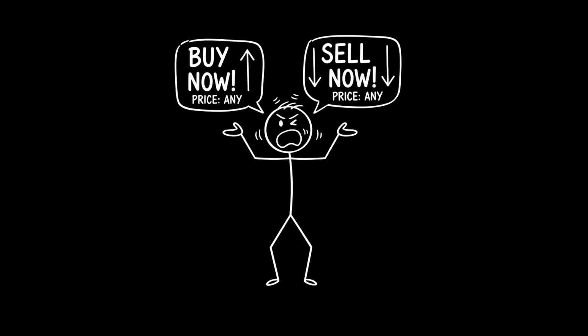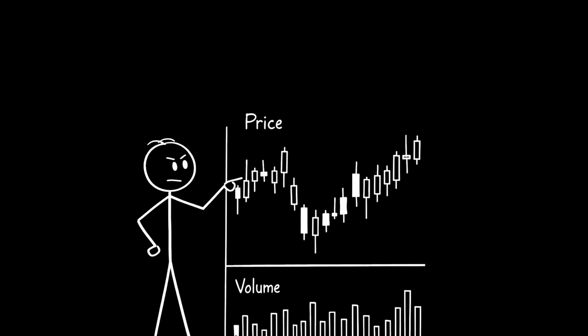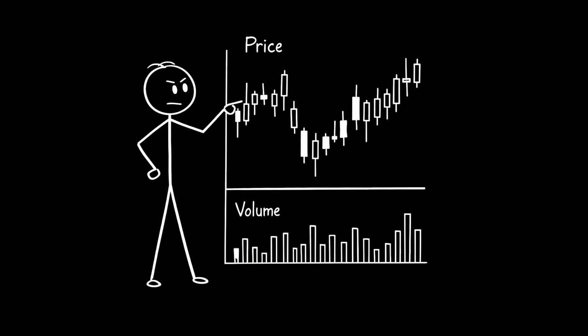But on the other hand, the impatient trader enters a trade with a market order. A market order is an order to buy or sell immediately at the current price in the market. Market orders are impatient buyers or sellers. They want to buy or sell right now, no matter the price. They don't care if the price is too high or too low, they just want it now. So price movement happens when the impatient traders overpower the patient traders. This happens when there are more market orders than limit orders.